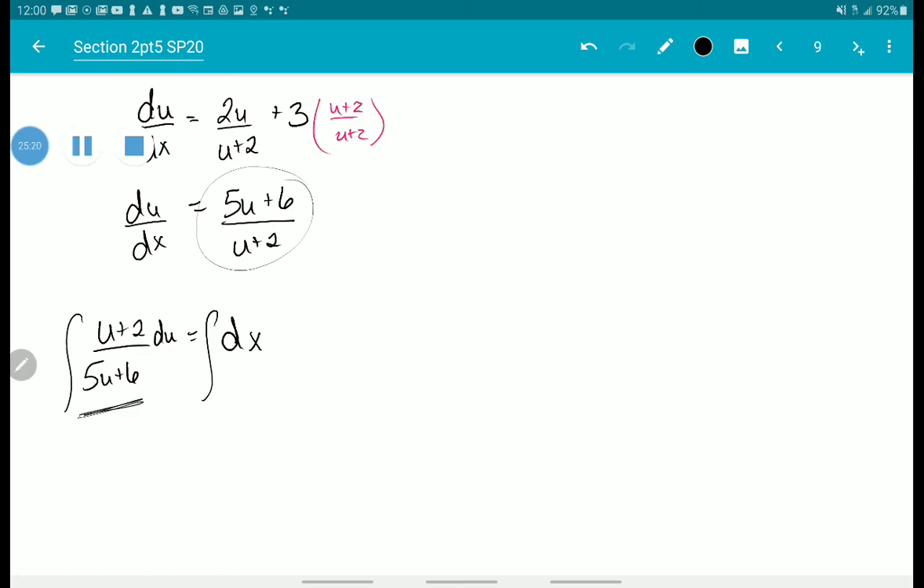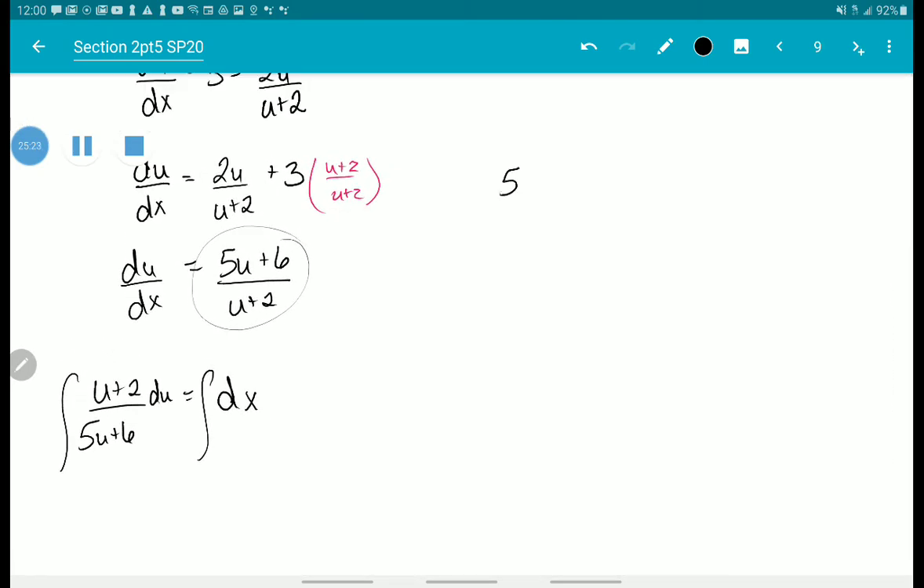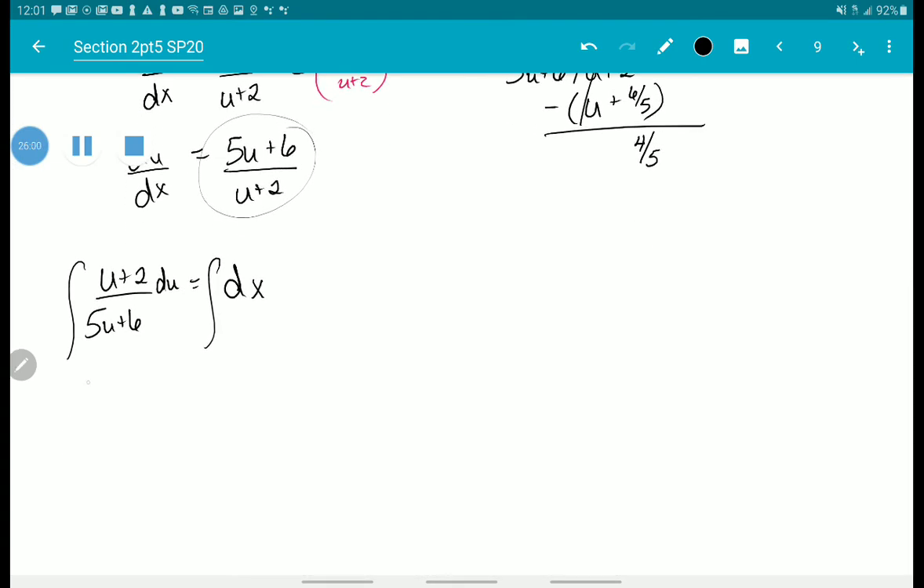We're going to have to do long division over here. So we have 5u plus 6 going into u plus 2. 5u goes into u 1/5 times, because 1/5 times 5u is a u. 1/5 times 6 is 6/5, and we are subtracting. 2 minus 6/5 is 4/5. So that left-hand side reduces to 1/5 plus 4/5 over 5u plus 6.